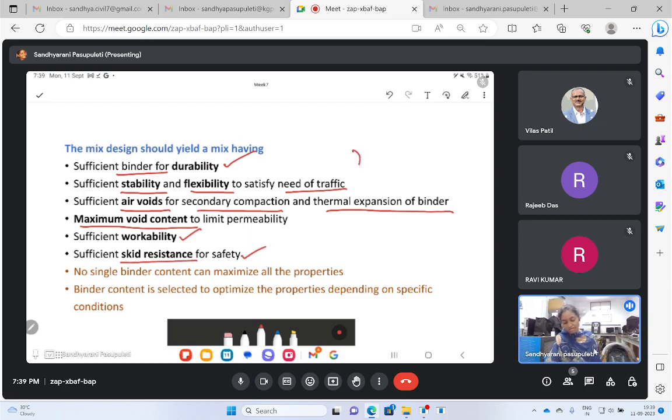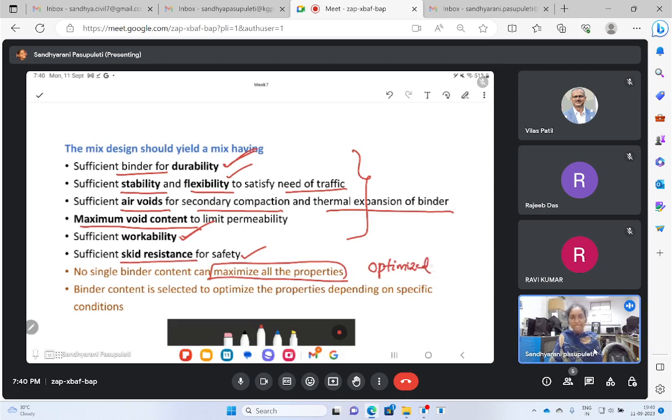So in order to satisfy all these conditions, if I add a particular amount of binder, let us say 5.5% of bitumen by weight of the aggregate mixture, that will not satisfy. Otherwise, let us say only VG30 or modified binder, one type of binder cannot satisfy all these properties, cannot maximize it, to be frank. So higher durability, higher flexibility, higher workability, all these things cannot be achieved at a time, but these properties can be optimized.